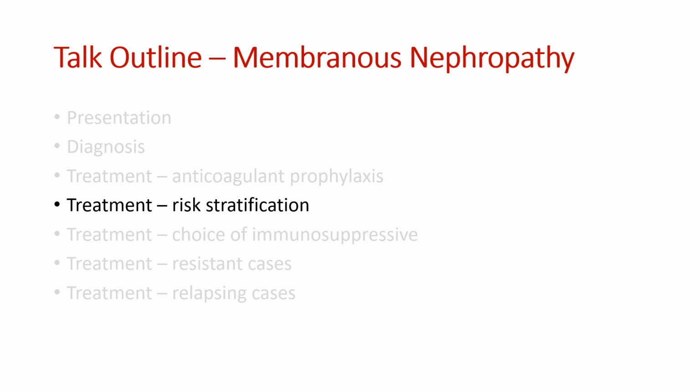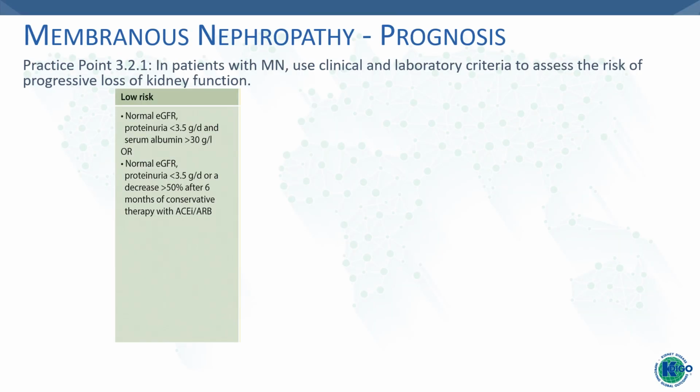Regarding treatment, you have to start with risk stratification. You have to put your patient in one of 4 categories. The first is low risk. We say the patient has low risk membranous nephropathy if the patient has normal eGFR, proteinuria less than 3.5 gram per day, and serum albumin more than 3 gram per deciliter. Or if the patient has normal eGFR with proteinuria less than 3.5 gram, or a decrease of more than 50% after 6 months of conservative therapy with ACE inhibitor and ARB.